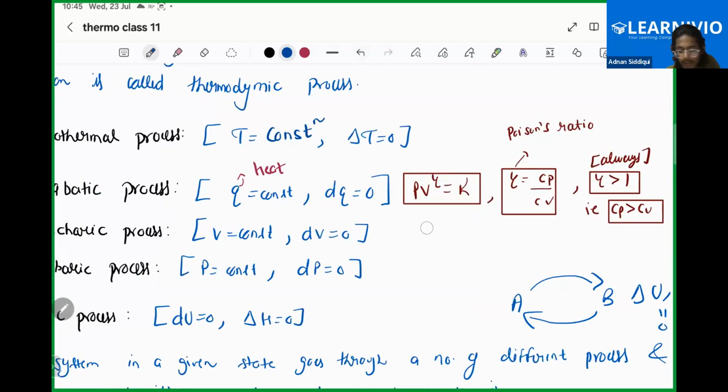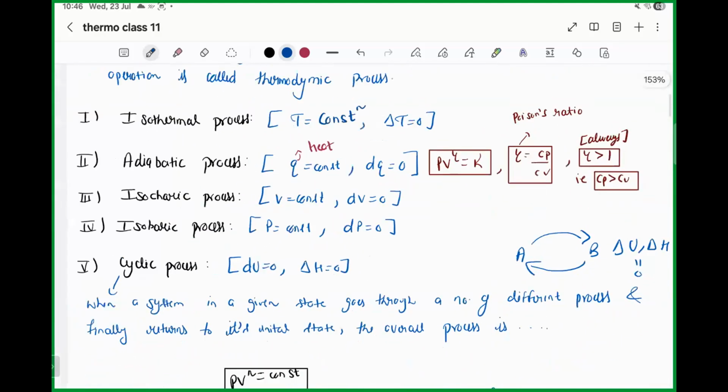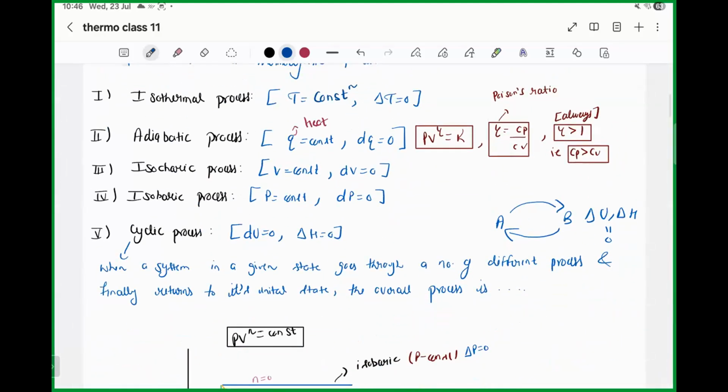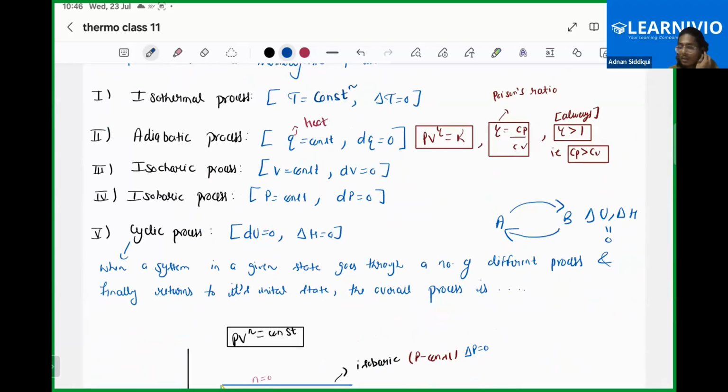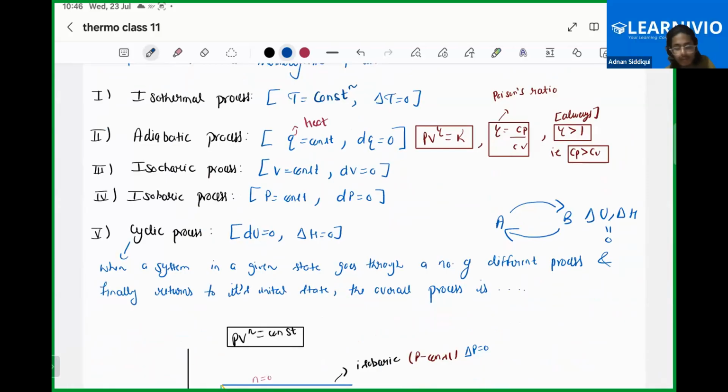And this gamma is basically nothing but Cp by Cv. We will talk about it. This gamma is Poisson's ratio, and it is always going to be greater than 1 because Cp is greater than Cv. We will understand this when we talk about Poisson's ratio. I have attached this calculation in this lesson as well to keep things simpler. We will deal with some numericals and derivations as well.